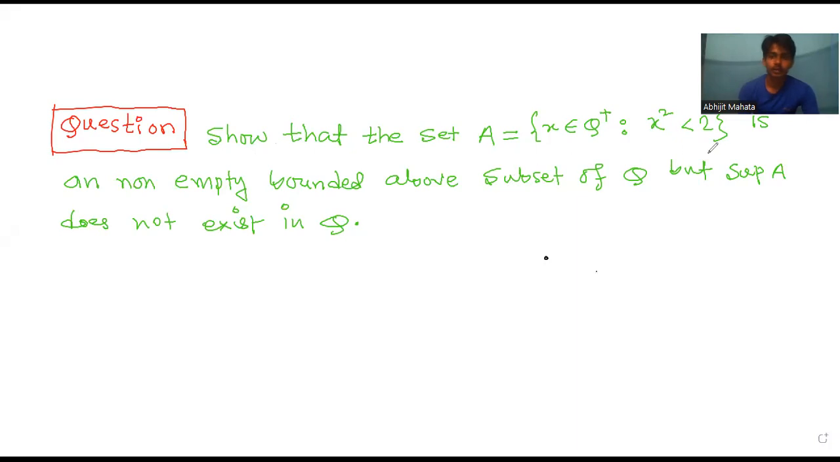Then we see that it is a non-empty bounded above subset of Q, but this set has no supremum inside Q. We'll prove it. Firstly, we have to check two things. First, we have to check it is non-empty. Then we have to check it is bounded above inside Q, so it has an upper bound in Q. And then we check that the supremum of this set does not exist inside Q.